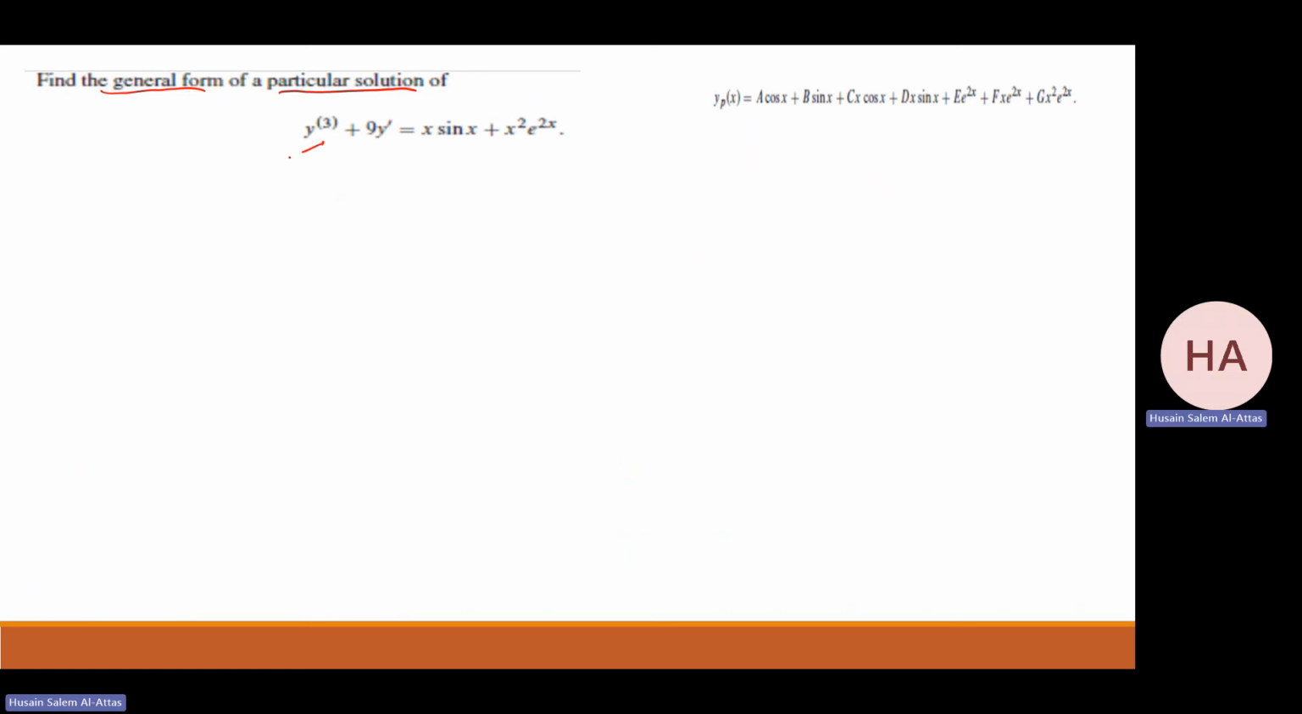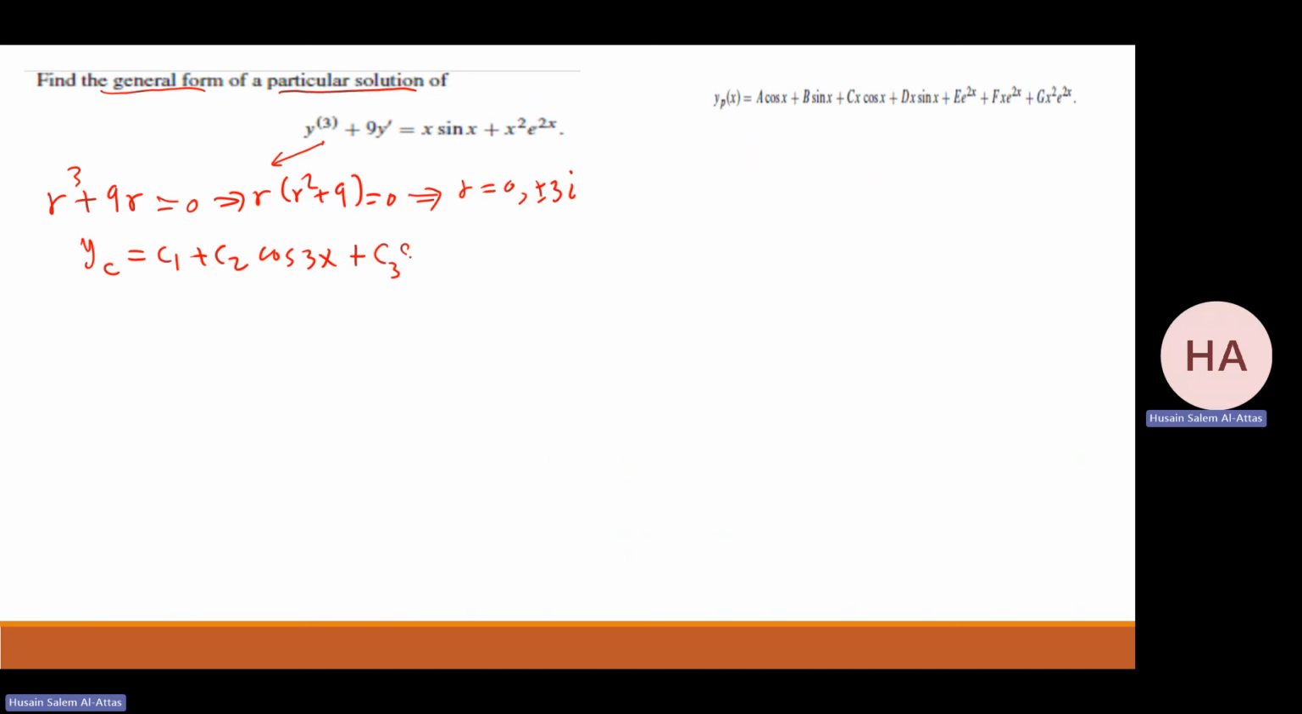So I will do these ones first. I have r cubed plus 9r equals 0. So I have r squared plus 9 equals 0. So I have what? r will be 0 plus or minus 3i. And what is yc? C1 plus C2 cosine 3x plus C3 sine 3x.